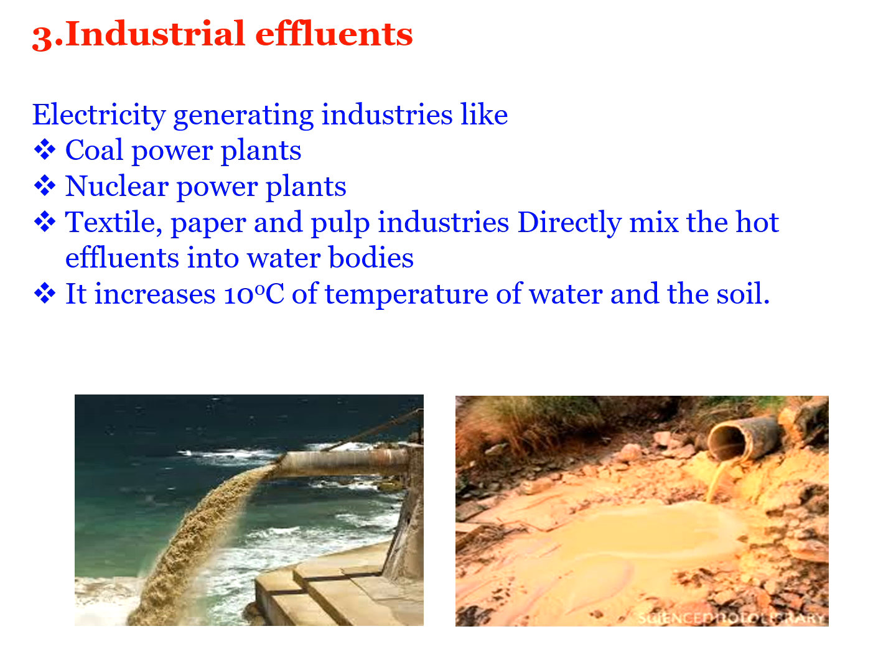The third point for thermal pollution is industrial influence. Many electricity generating and manufacturing industries, such as coal and nuclear power plants, as well as textile, paper, and pulp industries, use large amounts of water in their processes. This water absorbs heat during the operations. In many cases, these industries discharge the hot effluents into nearby water bodies without adequate cooling. This leads to a noticeable rise in the temperature of the water and also the surrounding soil.